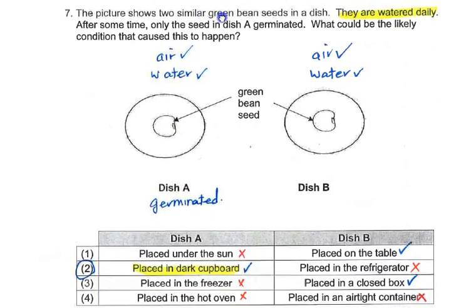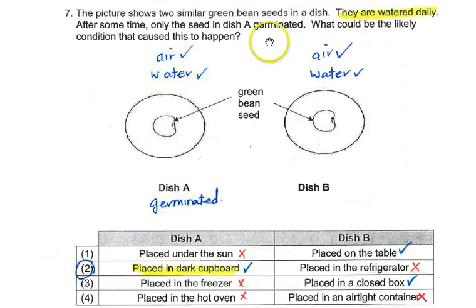The picture shows 2 similar green bean seeds in each dish. They are watered daily to have a fair test. Both of them are given water, and of course air is available. After some time, only the seed in dish A germinated. This one germinated, so I put here germinated.